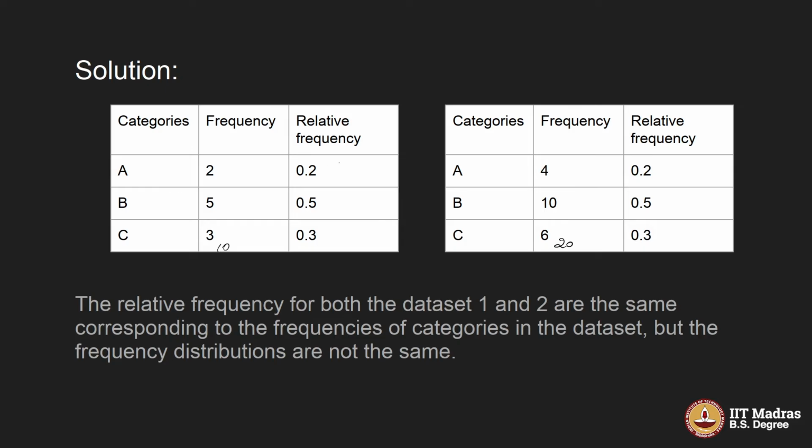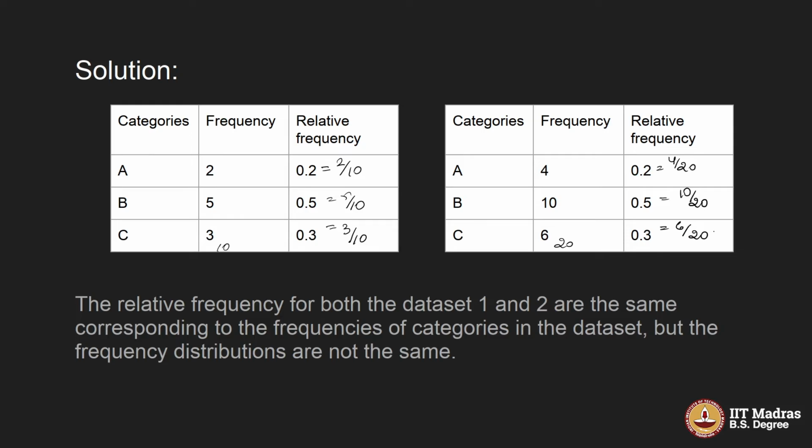So 2 divided by 10 is 0.2. 5 divided by 10 is 0.5. 3 divided by 10 is 0.3. Similarly, 4 divided by 20 is 0.2. 10 divided by 20 is 0.5. And 6 divided by 20 is 0.3.